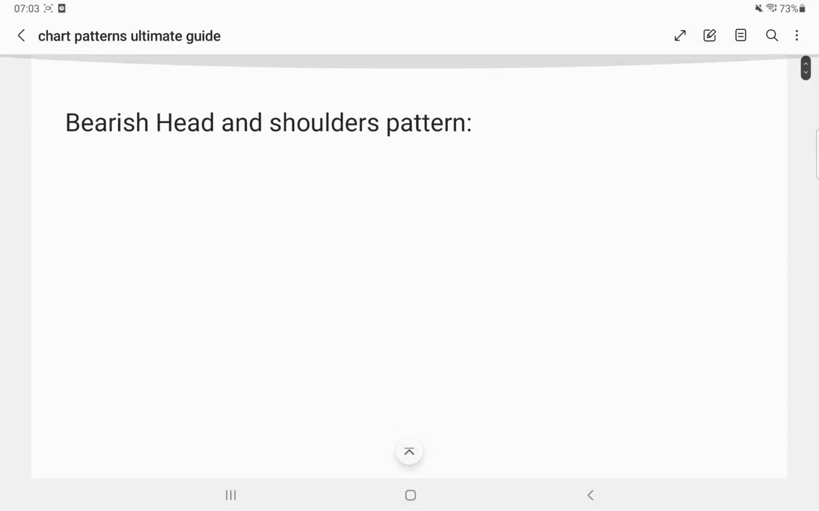So this is your ultimate guide to chart patterns. There are a lot of different chart patterns. I'm not going to cover all of them. I'm going to go through the main ones that people should realistically know. Some short term, some long term, some continuation, some reversal, bearish and bullish patterns.